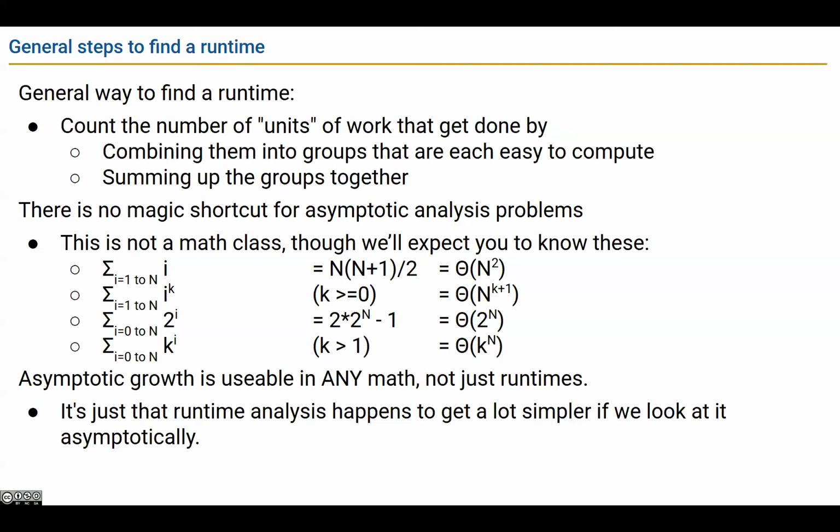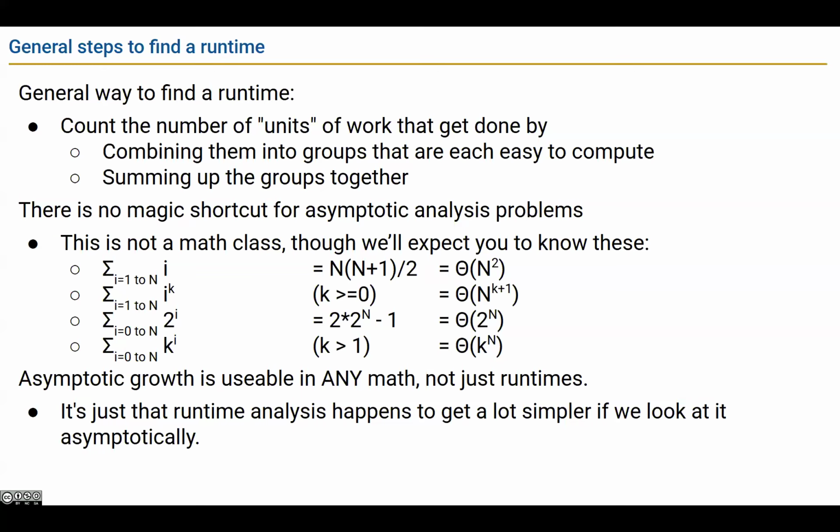The way you do that is you count the number of units of work that get done. There's a lot of different ways you can count them. Sometimes we combine them into groups that you can easily evaluate each, and then you find some clever way to sum them up. Other times you say that this part must be O of n, therefore this part must be n squared, so you add them up to get n squared total. There's a lot of different approaches. We didn't cover a lot of them because there's really no easy way to classify every single approach.